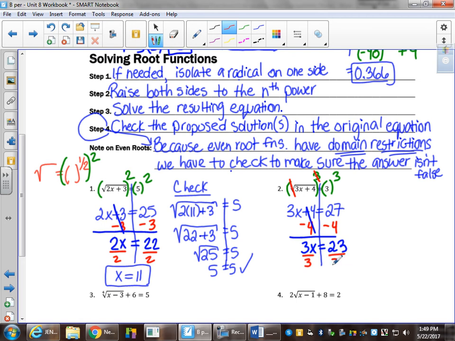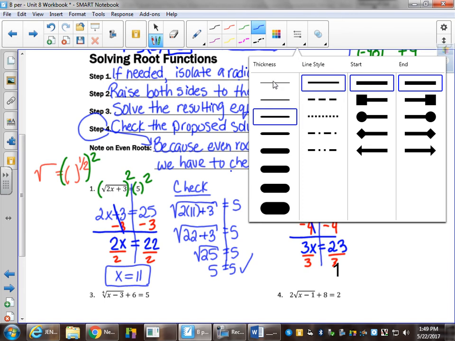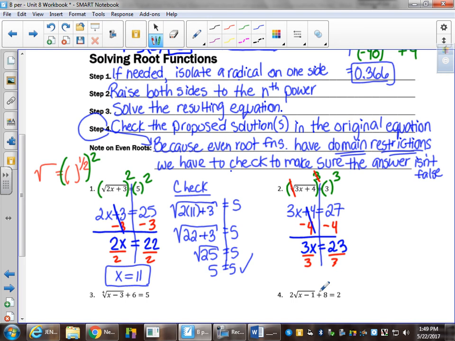We will get a decimal answer. So using your calculator, please find 23 divided by 3. Round to 3 decimal places. 7.66, and it keeps going, so we'll round it to 7.667.